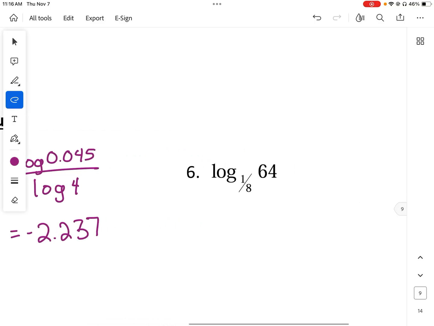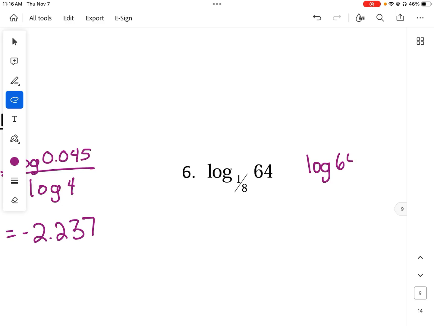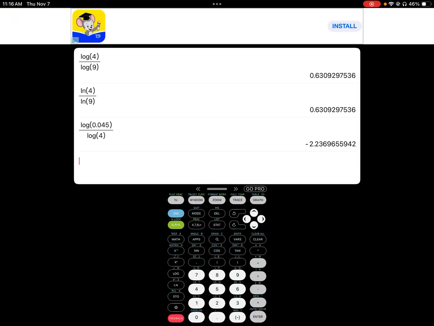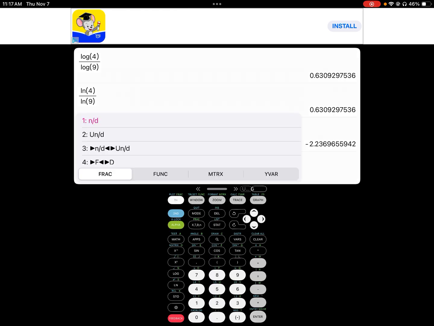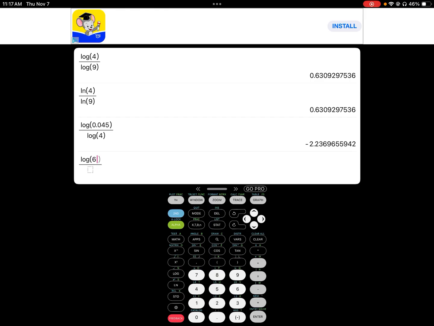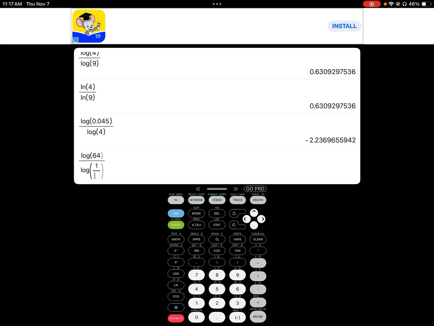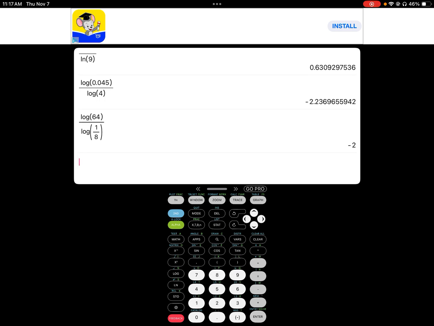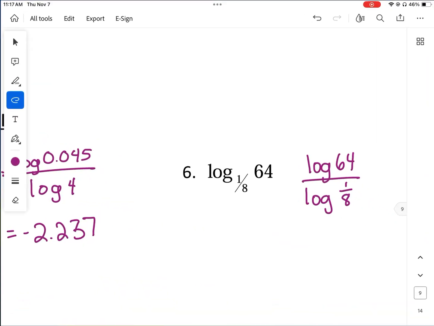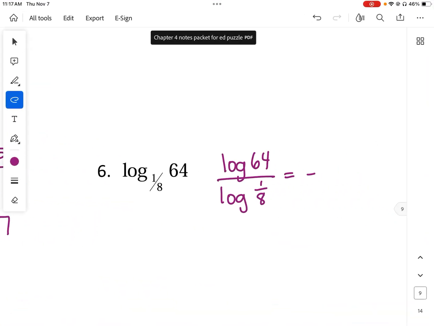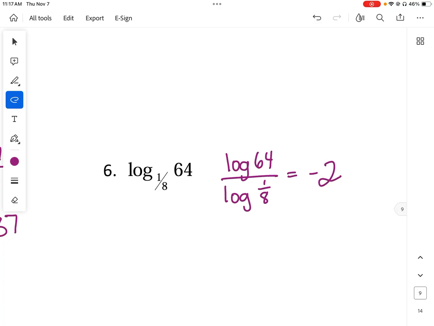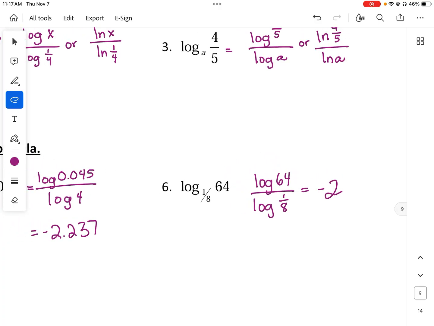And next one, log 64 over log 1/8. Equals negative 2. Okay.